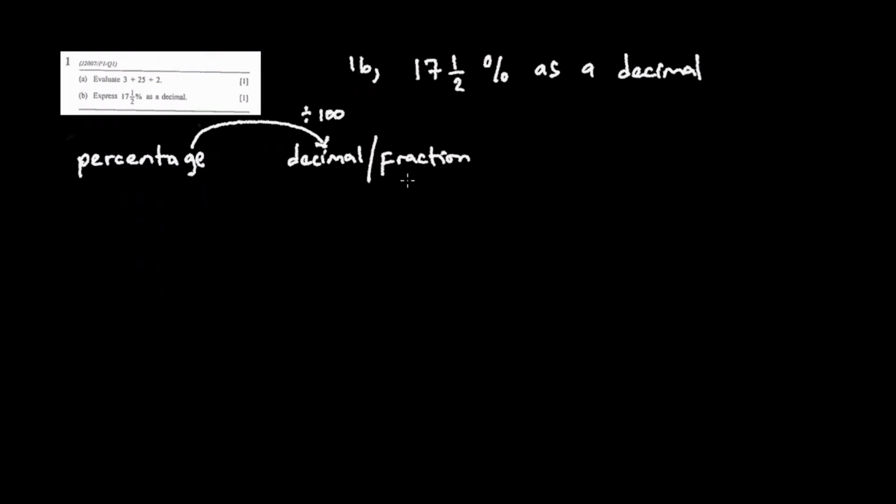If we then want to express a fraction as a percentage or a decimal as a percentage, we are going to multiply by 100. So you can have this in your notes as a reminder of what you have to do. If we are expressing a percentage as a decimal or a fraction, we divide by 100. If we are expressing a decimal or a fraction as a percentage, we multiply by 100. You can take that and put it in your notes for remembrance.